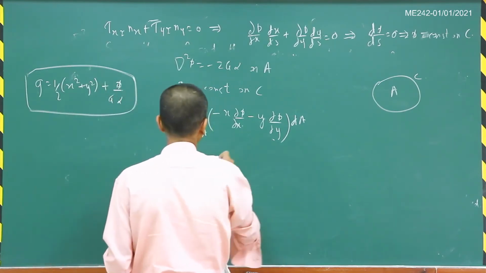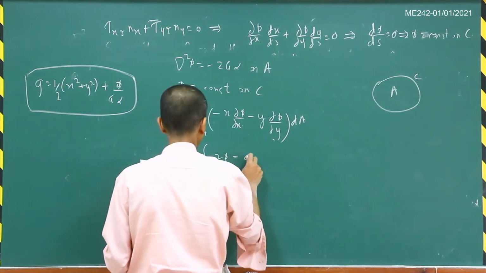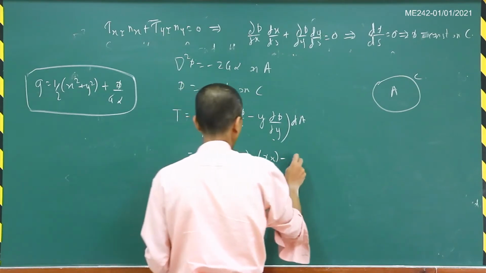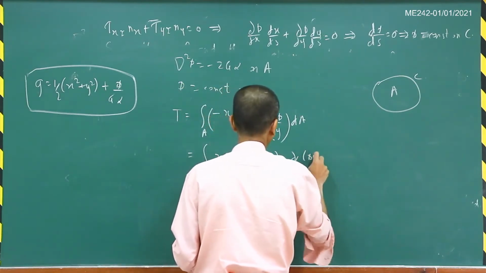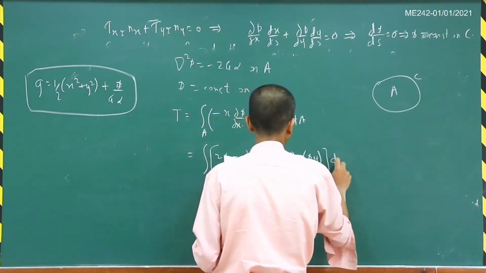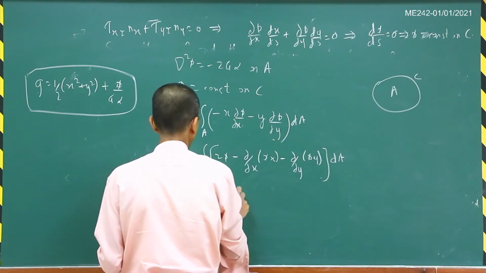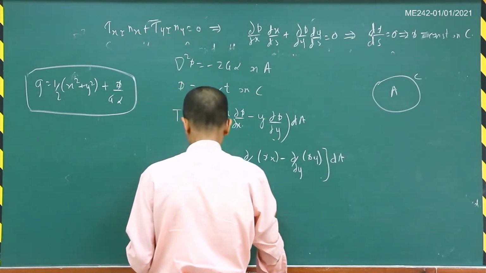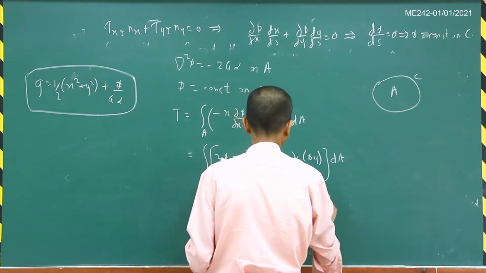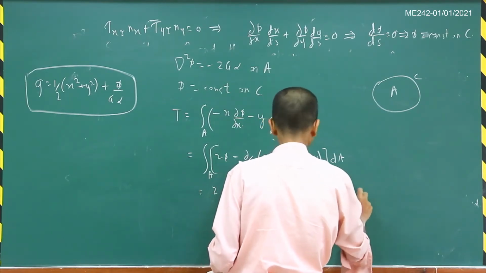And this we can write as equal to the integral of 2 phi minus del by del x of phi times x minus del by del y of phi times y, the whole thing times dA. And so this is equal to 2 times the integral of phi dA minus the integral of phi times x nx plus y ny times ds.